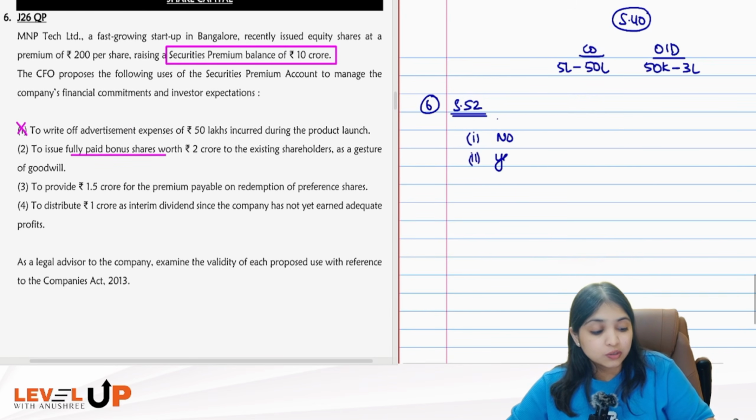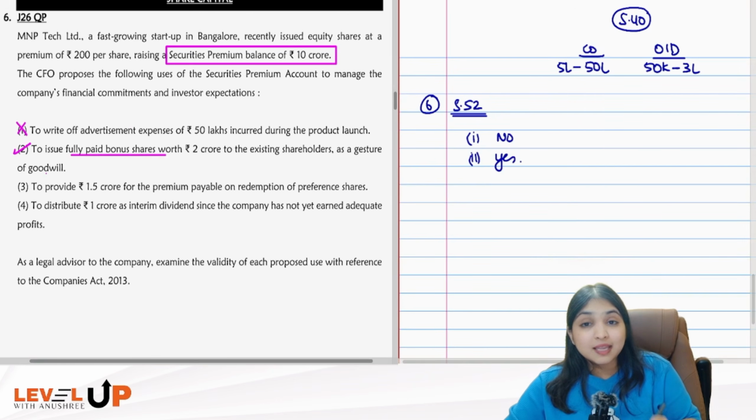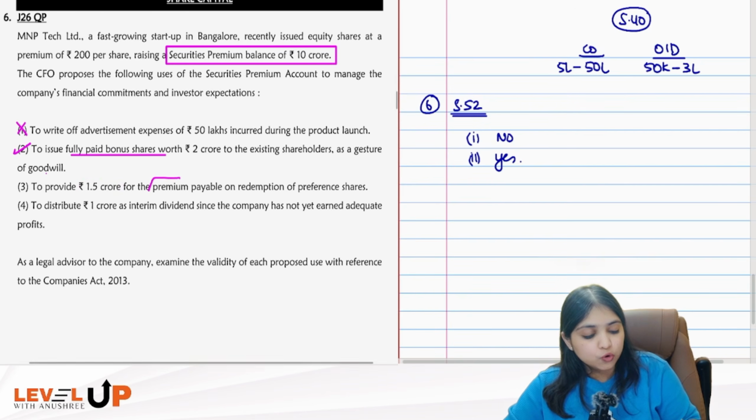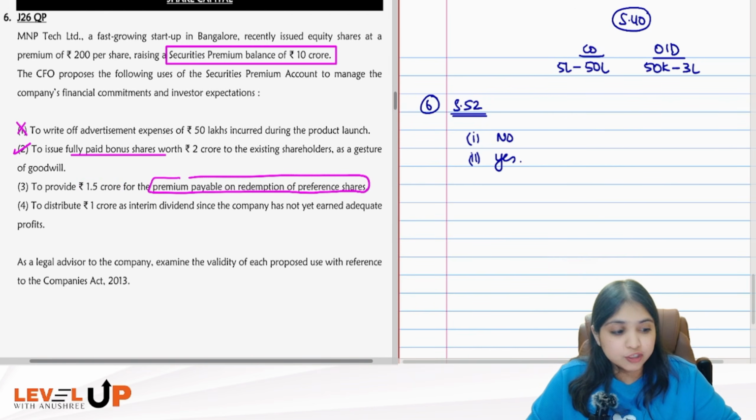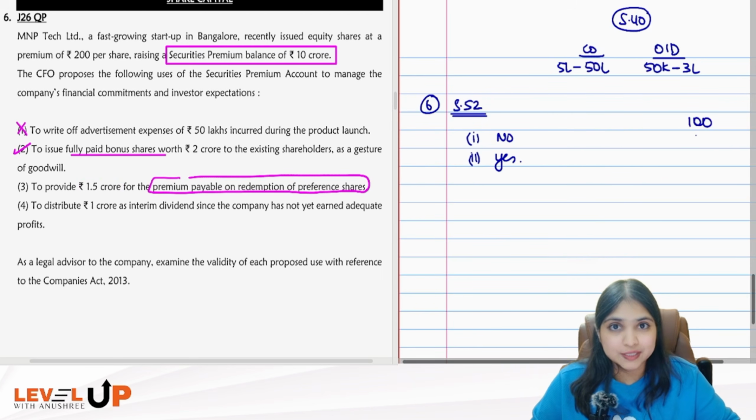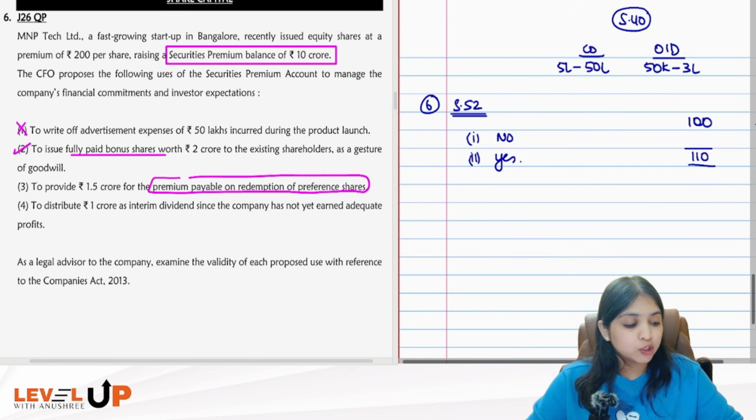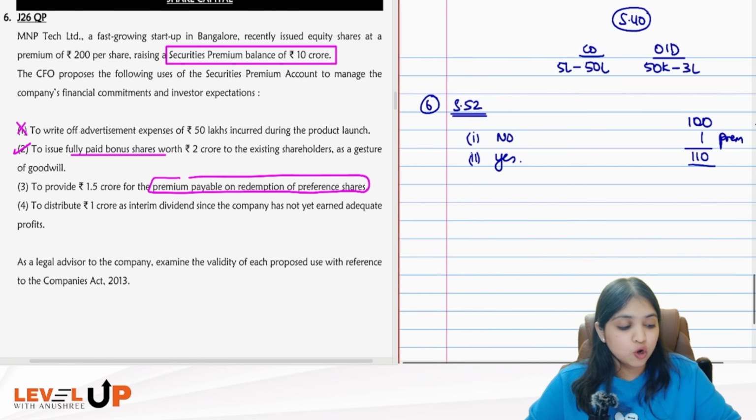Yes, that is allowed. Section 52, guys. Then can the company use the securities premium money to provide 1.5 crore for the premium payable on redemption of preference shares? See, I want you to understand this. Let us say we have preference shares with a face value of 100 rupees. When we are redeeming the preference shares, we are going to pay 110 rupees per preference share, which means we are going to pay a premium on redemption of 10 rupees.